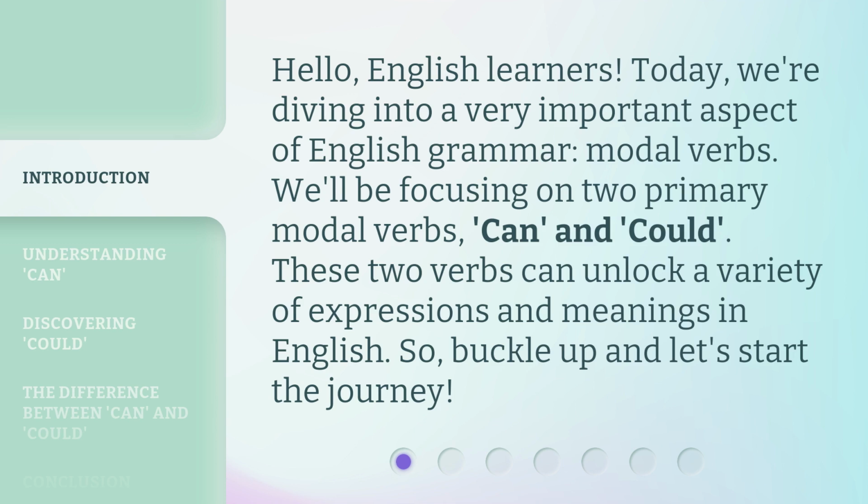We'll be focusing on two primary modal verbs, can and could. These two verbs can unlock a variety of expressions and meanings in English. So, buckle up and let's start the journey.